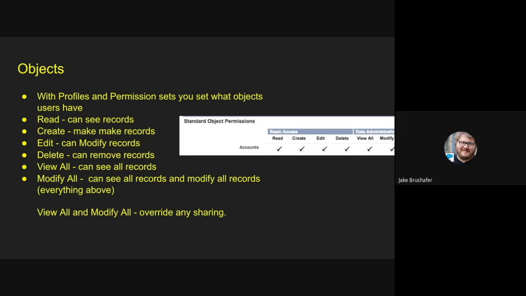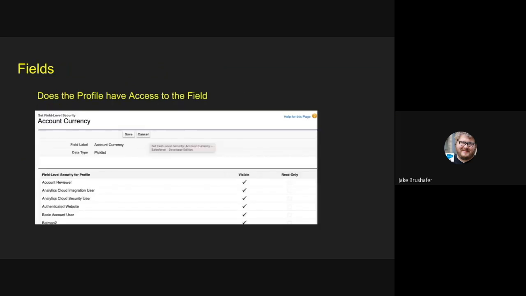So if I have read, it means I can read records, like I can read accounts that I have access to. We're talking about access in a minute here. If I have access to no accounts and I have read, I still can't read any accounts because I don't have access to any accounts, and that's all set up with our sharing settings here.